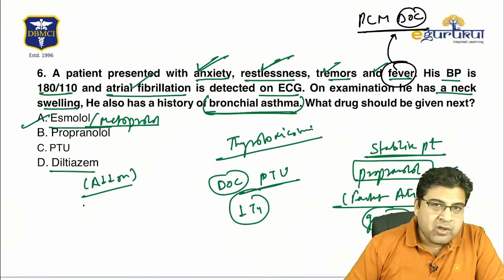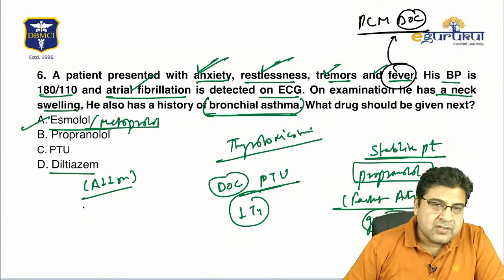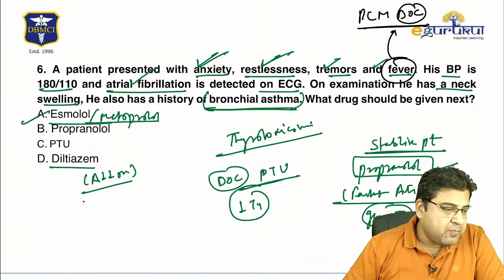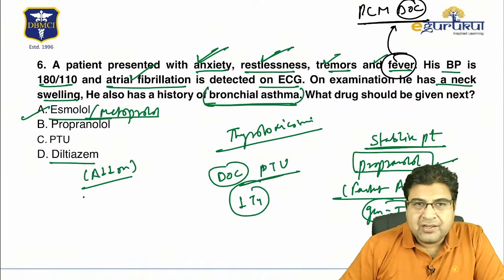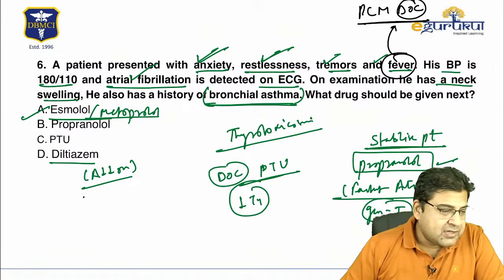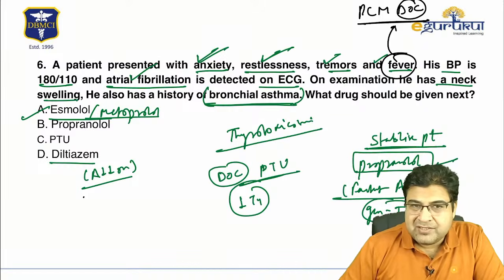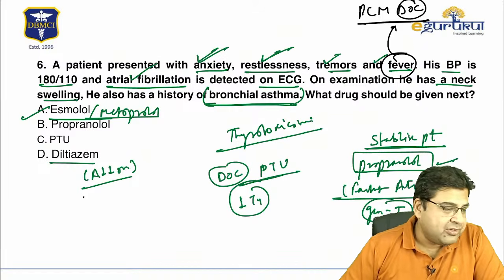Yes, if there is no bronchial asthma, guys, you give propranolol to control the symptoms. Propranolol is also an antiarrhythmic drug. Beta blockers are class 2 antiarrhythmics. They are wonderful drugs for atrial fibrillation. They are the best medicines to control the rate of atrial fibrillation.